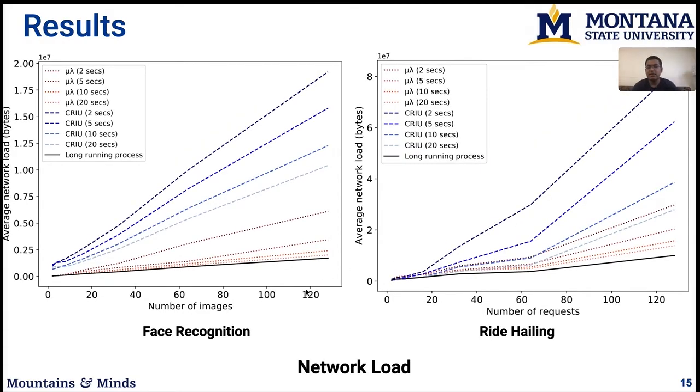Here you can see a face recognition application, where we again increase the number of images and number of requests, this time for network load. On the y-axis we have the network load, and you can see that CRIU still performs badly, because CRIU has higher overhead, so if we offload the checkpoint, it creates more network load compared with micro lambda. The same happened with the second graph, the ride hailing application. CRIU performs badly.